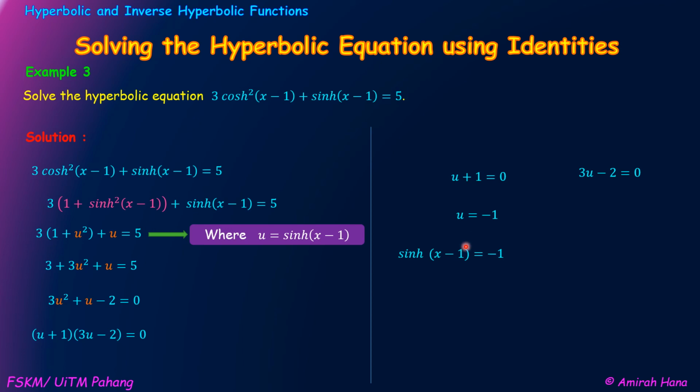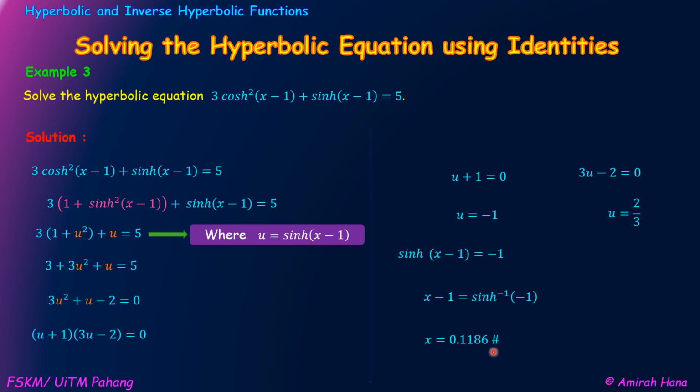So from here, we move sinh to the right hand side. So we have inverse sinh, and on the left hand side, we have x minus 1, and then equals inverse sinh of negative 1. So after we solve using a calculator and then we add 1 here, 1 plus inverse sinh of negative 1, we get x equals 0.1186 up to 4 decimal places.